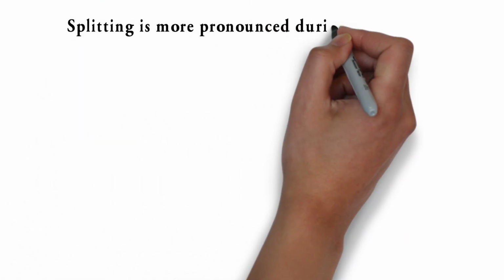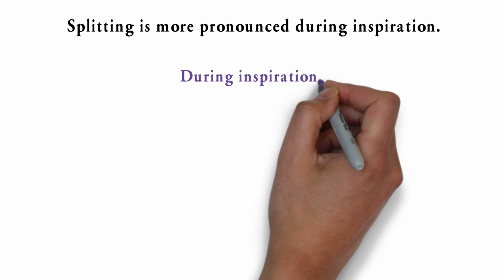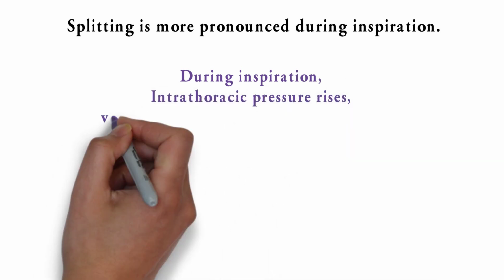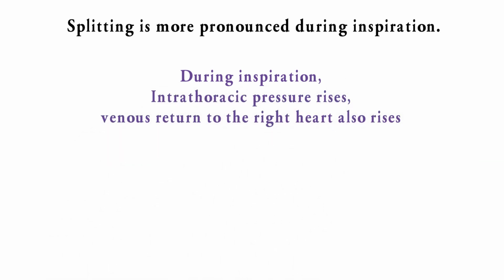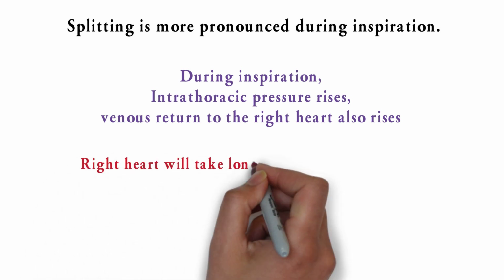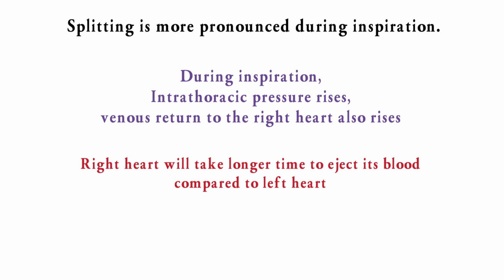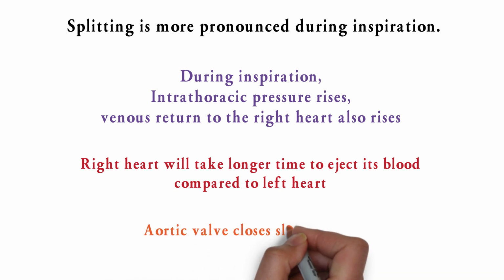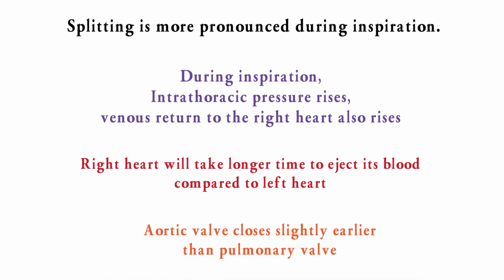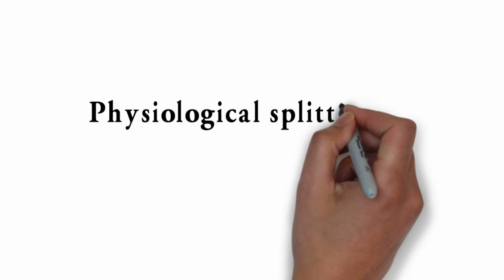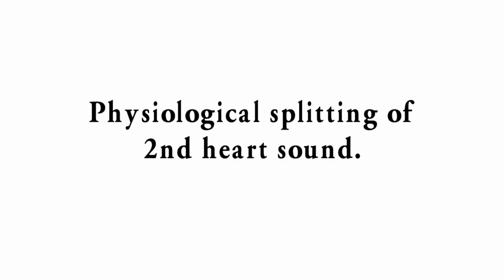Splitting is more pronounced during inspiration because during inspiration, as intrathoracic pressure rises, venous return to the right heart also rises. So, normally during inspiration, blood flow to the right heart is increased and to the left heart is decreased comparatively. So, the right heart will take longer time to eject its blood compared to the left heart. Due to this reason, the aortic valve closes slightly earlier than the pulmonary valve. So, there is normal splitting of the second heart sound, and this splitting is called physiological splitting of the second heart sound, which is more pronounced during inspiration.